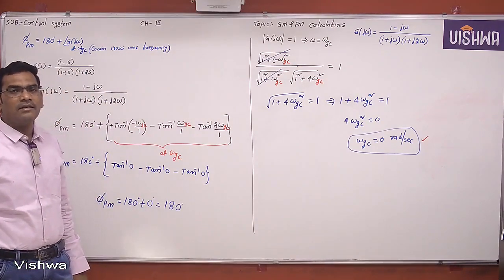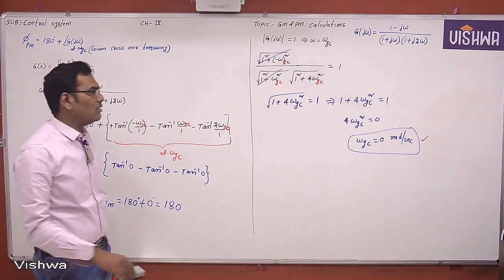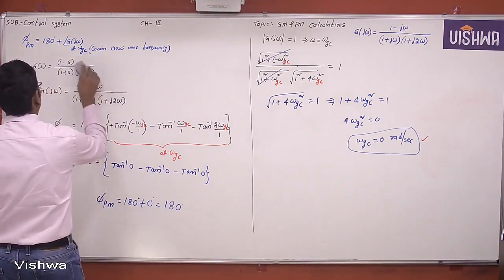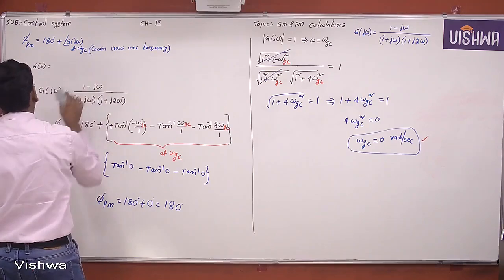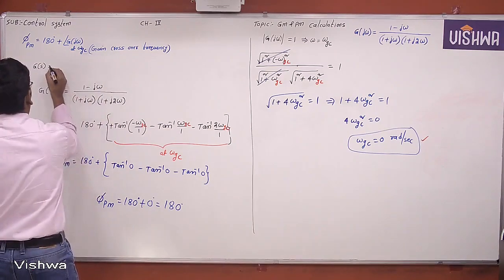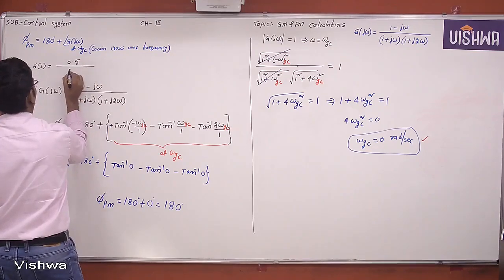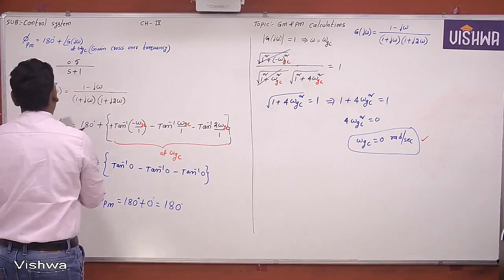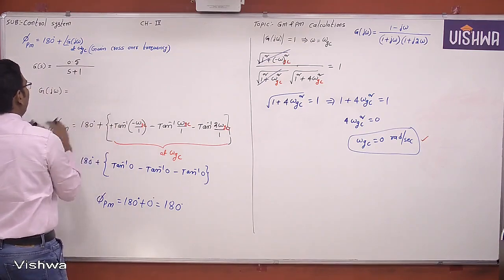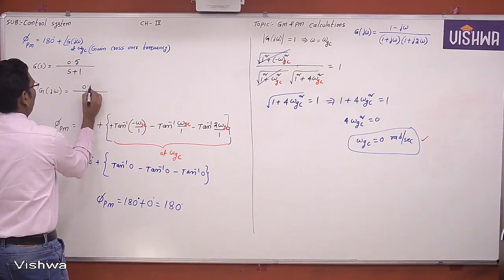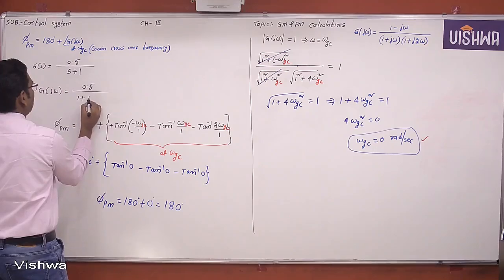Now, this is the way we are calculating the phase margin. We'll solve a few problems on this particular phase margin. Now, G of S is equal to 0.5 by S plus 1. Now, replace S equal to j omega, we get 0.5 by 1 plus j omega.